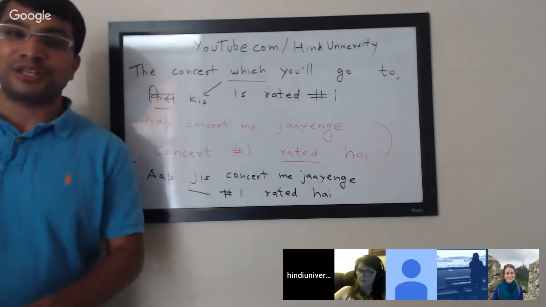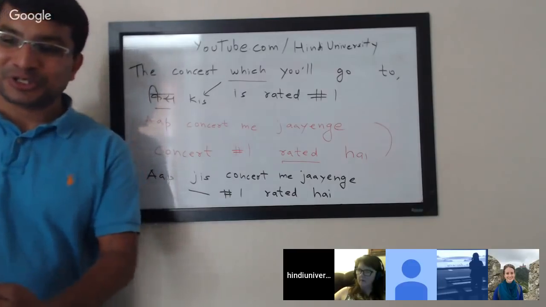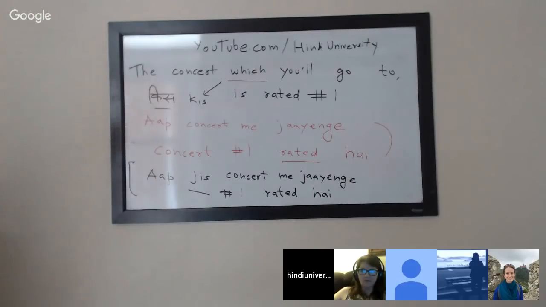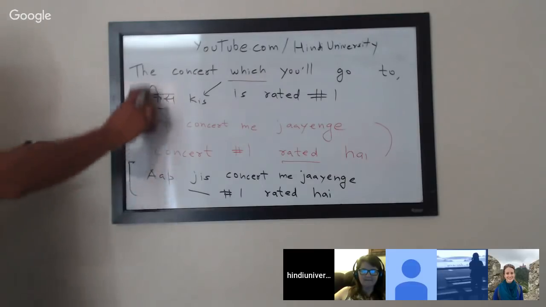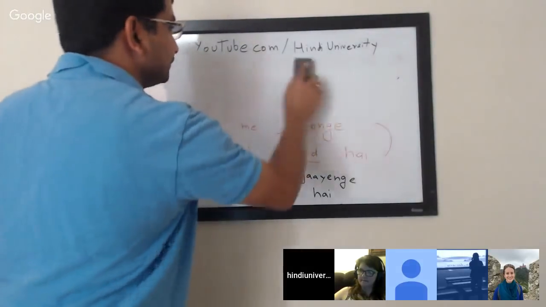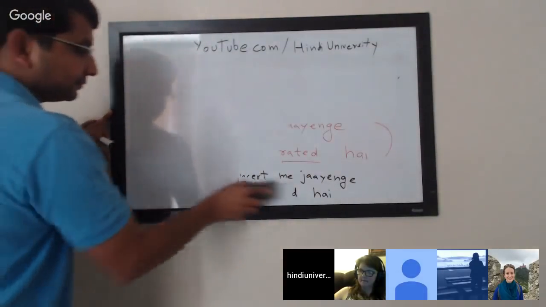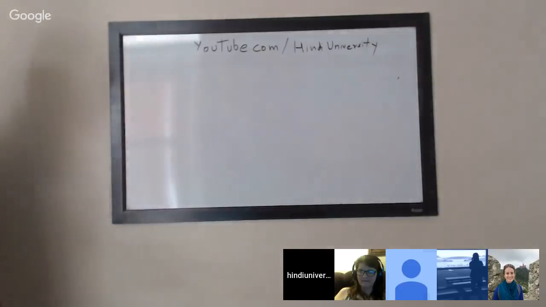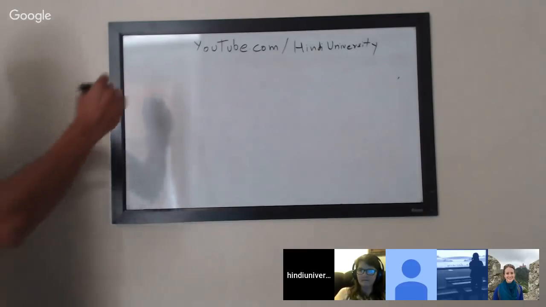I said it has to be something with j. So you automatically linked it together, and you said it's going to be jis. Okay, so let's keep going, and the next one I'll be using is the office. So this is the next example I have. The office which I used to go to is now closed.